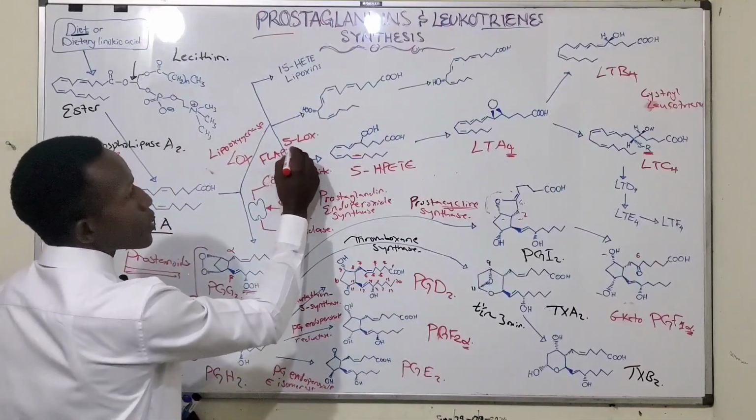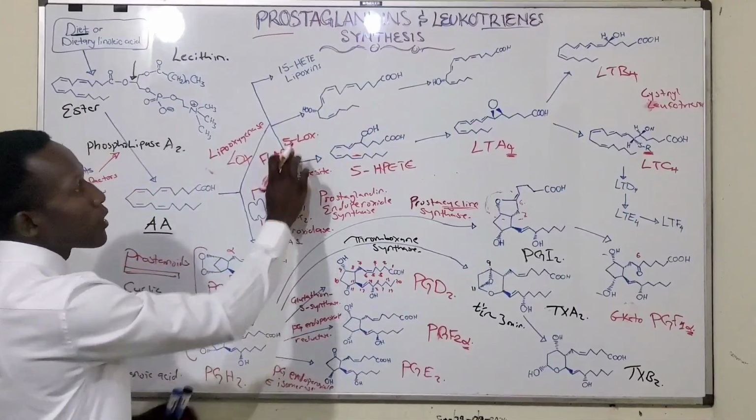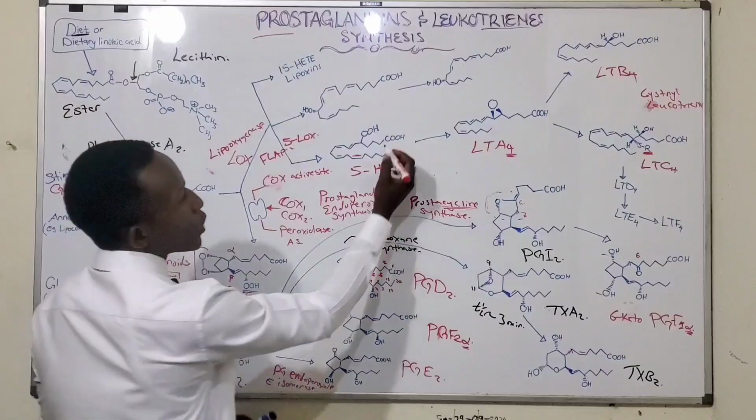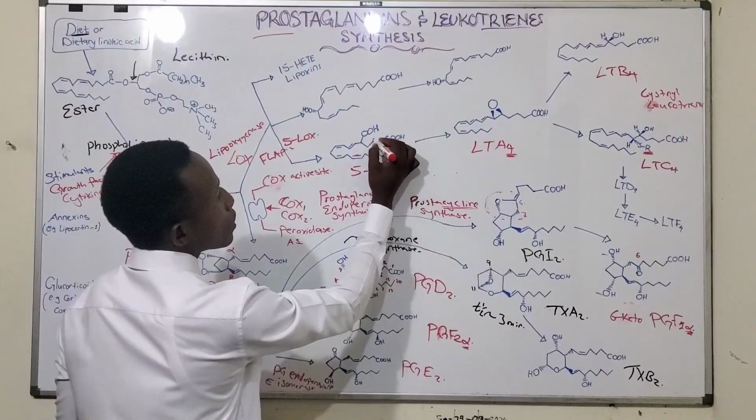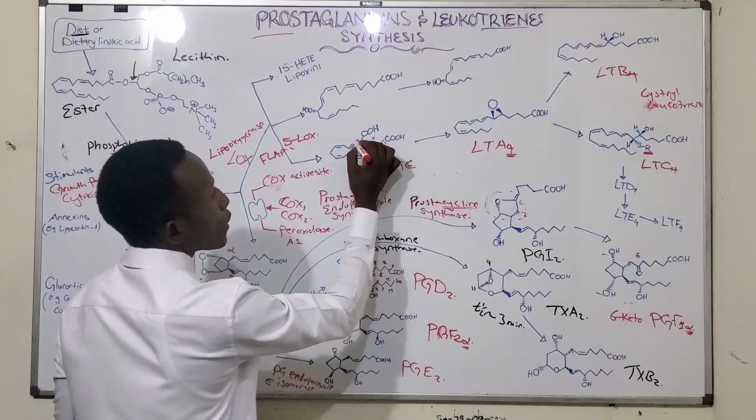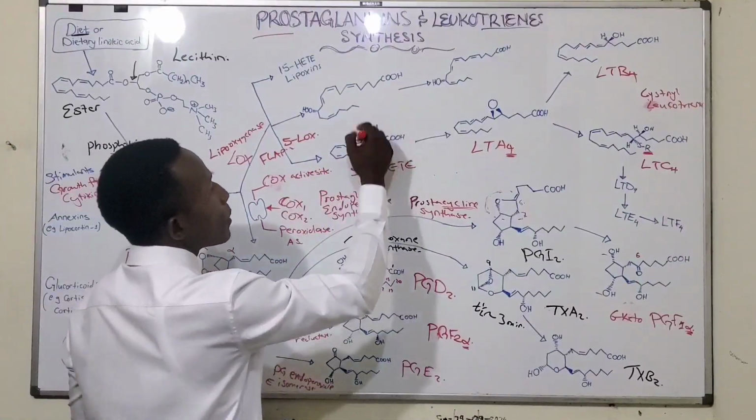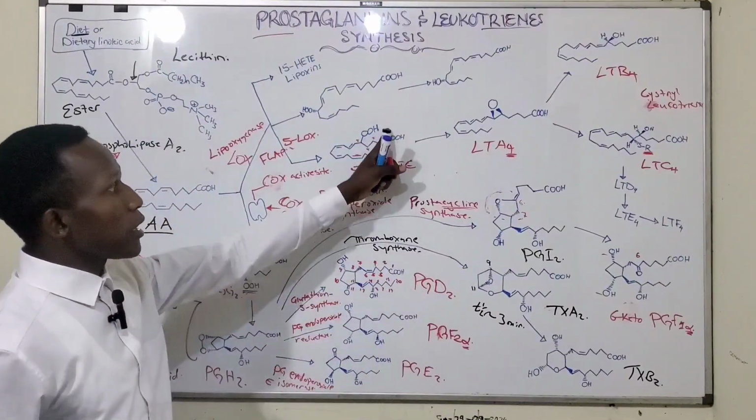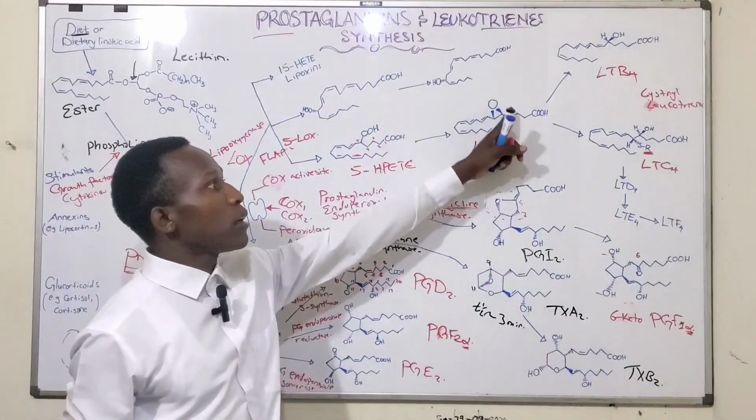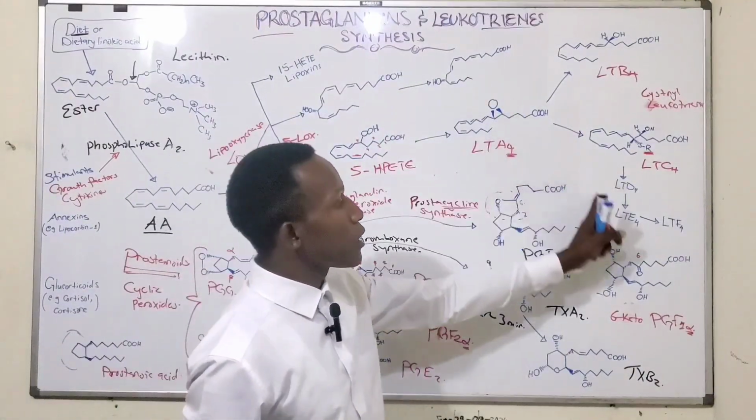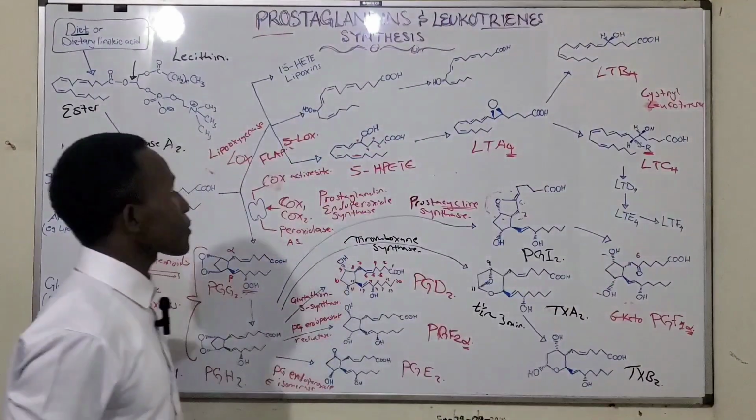So this is 5 LOX. Why is it called 5-lipoxygenase? Because when you count, this is 1, 2, 3, 4, 5. At the 5th position, there's formation of peroxide here. Then it is cleaved, and from here we get other leukotrienes.